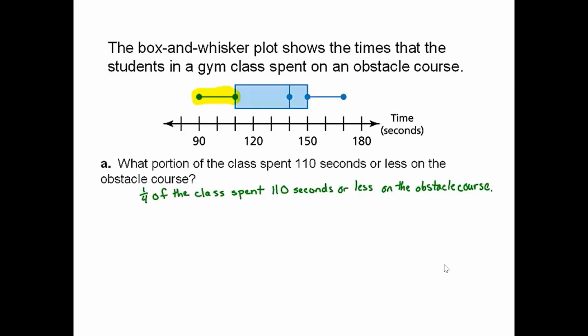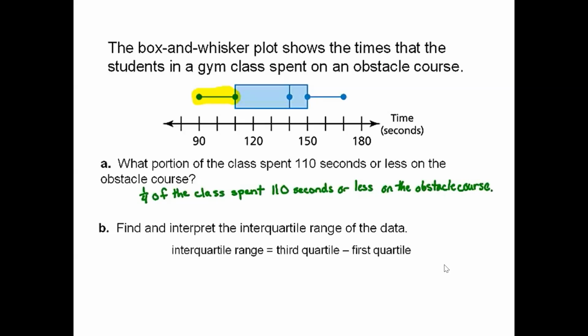Now let's look at part B. Find and interpret the interquartile range of the data. Remember, the interquartile range of a dataset is the difference of the third quartile and the first quartile. It represents the range of the middle half of the data. Looking at the box and whisker plot, we see that the third quartile is at 150, and the first quartile is at 110. 150 minus 110 is 40. 40 is the interquartile range.